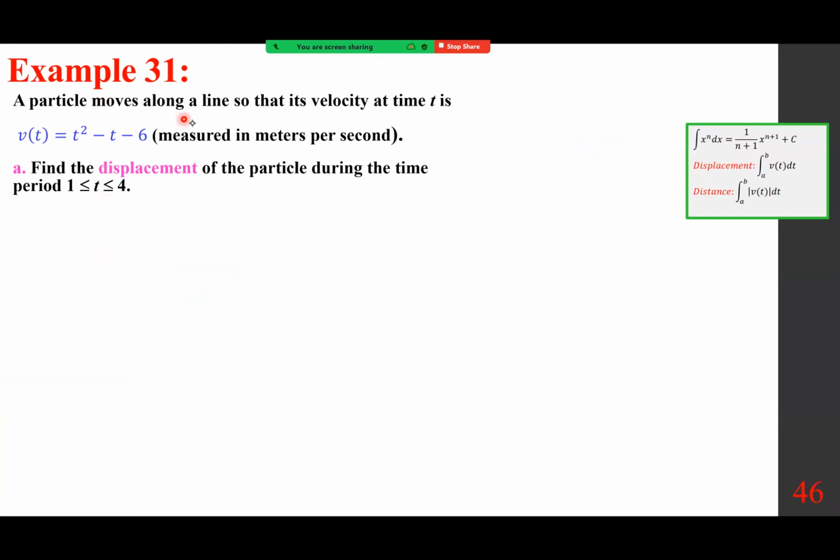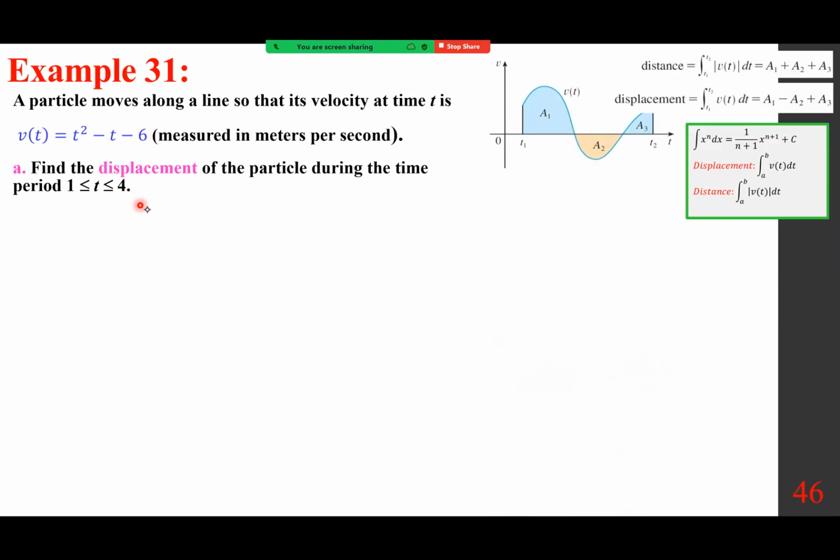A particle moves along a line so that its velocity at time t is given as v of t is t squared minus t minus 6, and it's measured in meters per second. We want to find the displacement of the particle during the time period of 1 to 4. Okay, so let's discuss a couple of things quickly. What do we mean by distance versus displacement?